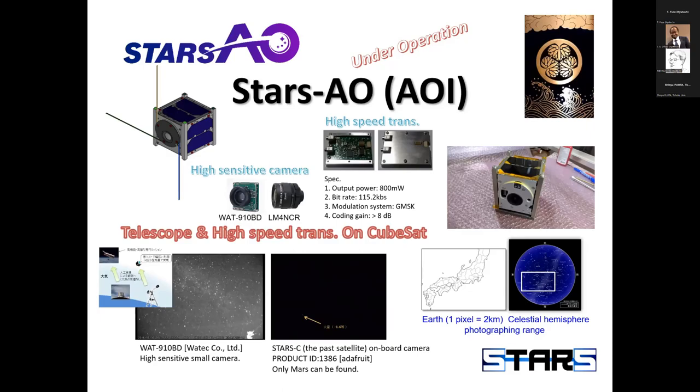We expect that the stars, like this picture, can be taken by the camera, and it downlinks with a high speed transmitter. But this STARS-AO also arrived in orbit, but the mission is not performed because of maybe some troubles in software. But our students are trying to perform the mission now.